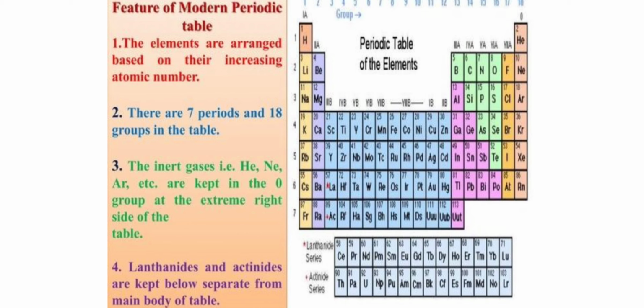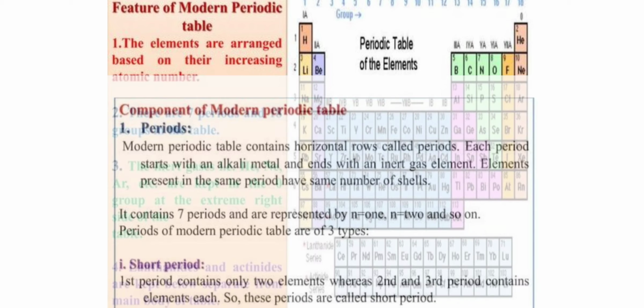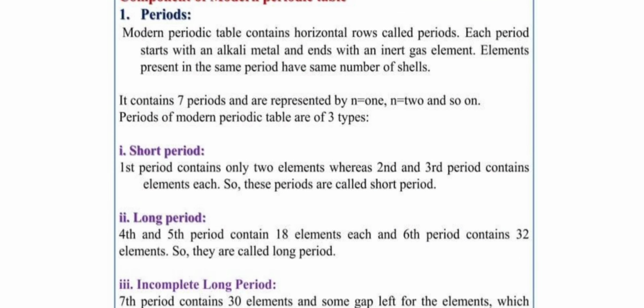Features: the elements are arranged based on increasing atomic number. There are 7 periods and 18 groups. Inert gases like helium, neon and argon are kept in the 0 group at the extreme right side of the table. Lanthanoids and actinoids are kept below, separate from the main body of the table. Components of the modern periodic table: periods, short periods, long periods, and incomplete long periods.